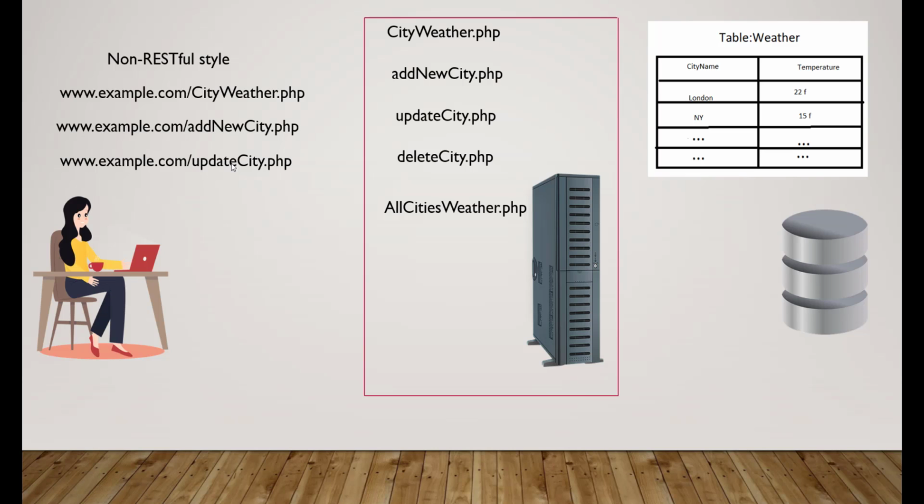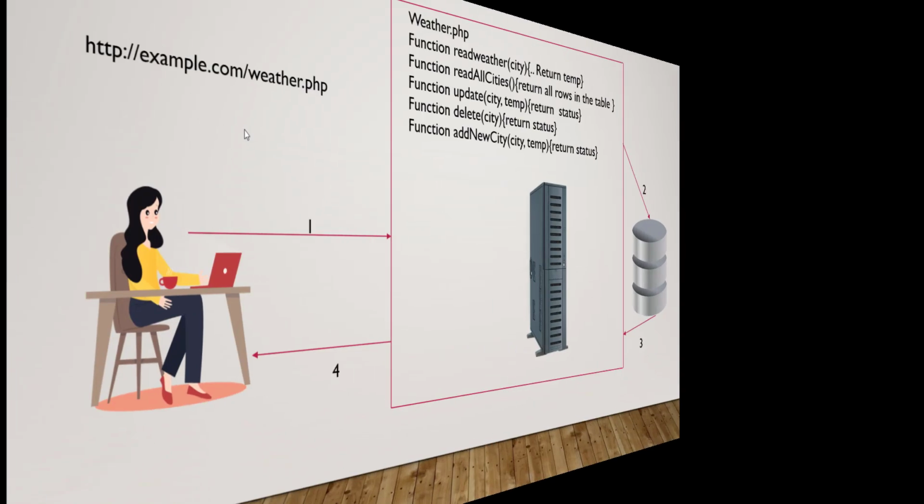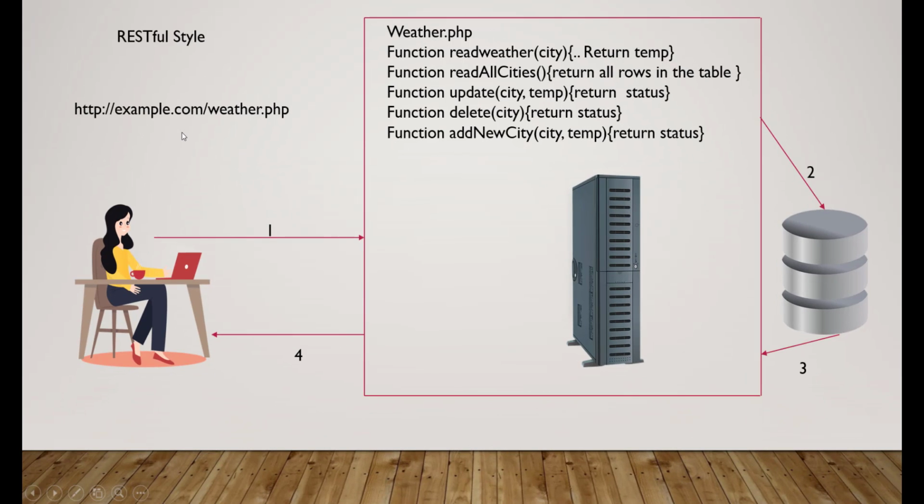So even though we are targeting the same resource, we have different URLs. Well, that's not how REST works. What REST does, we usually have one URL endpoint, example.com/weather.php, and that file has different functions, each function implementing one of the CRUD functionalities. And this is what I meant when I said if the resource is same, the URL should be same as well.